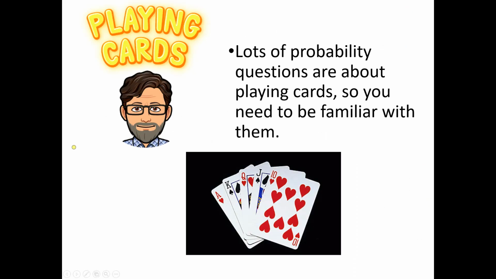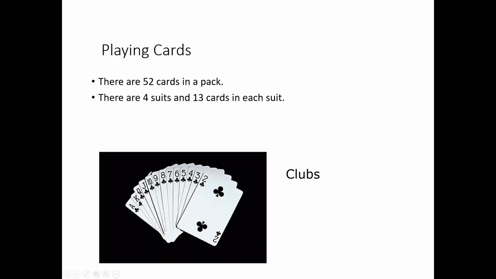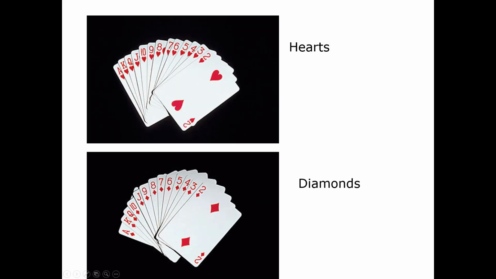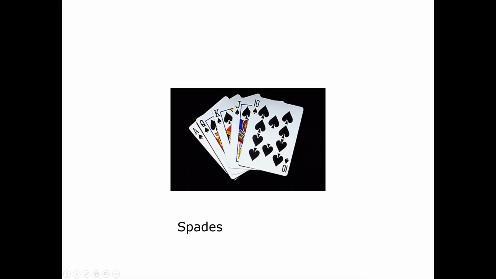Lots of probability questions are about playing cards, so it's useful if you know about them. So here are some playing cards. There are 52 cards in a pack, and there are 4 suits. Each suit has 13 cards in it. So here are all the clubs, 13 clubs. Here are the hearts, here are the diamonds, and these are called spades.